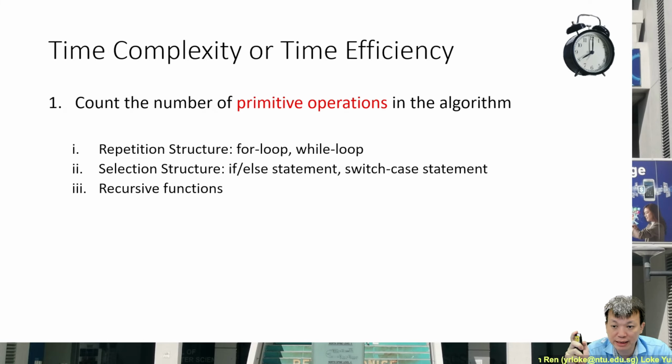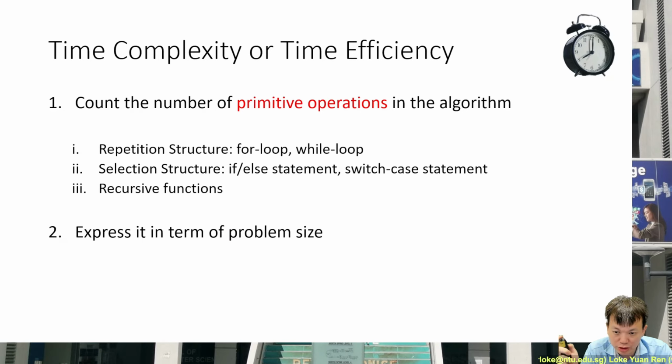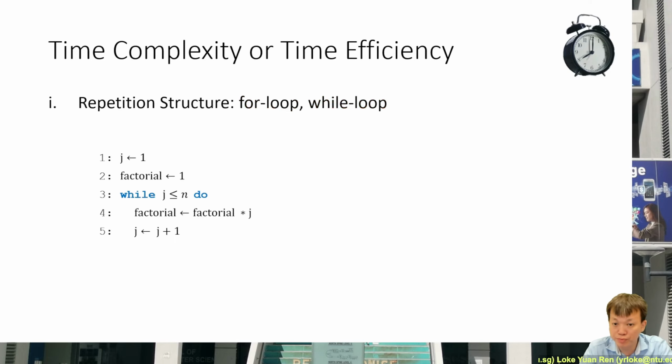So let us see the easiest one first, the repetition structure. Normally we express the time complexity in terms of the problem size because it's related to the problem size. And like I mentioned in the first slide, we want to consider the scalability. If I increase my problem size 10 times, 100 times, 1000 times, how does it affect the performance of that algorithm? That is the time complexity we want to analyze.